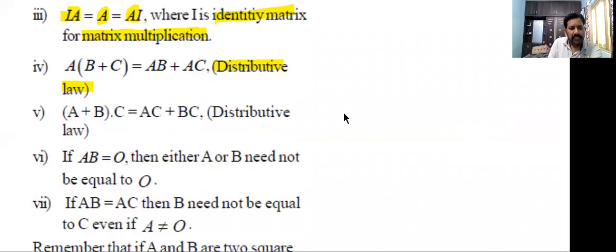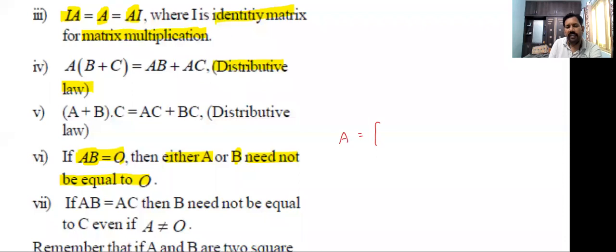See here, if the product of two matrices AB is equal to the null matrix, then either A or B need not be equal to 0. Generally, we know that the product of two numbers is 0 when any one of the numbers is 0. But here it is not like that. AB, the product of two matrices, being 0 does not mean either A or B must be equal to 0.